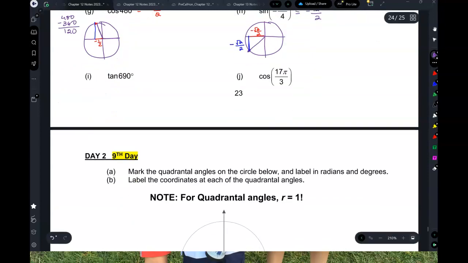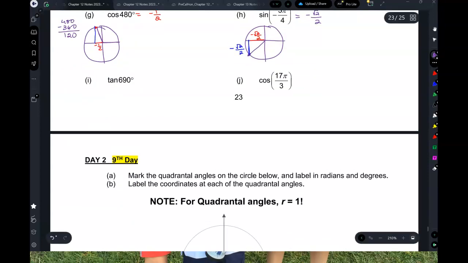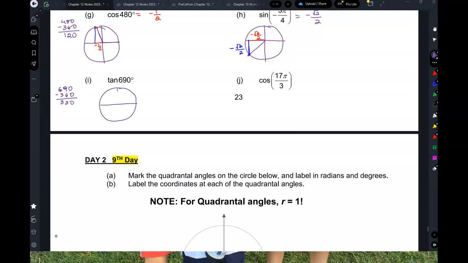Okay, 690. So 690 minus 360, what does that give you? 330. So 330, is that going to be the big or the small angle in this quadrant? Small, because it's only 30 away from 360.